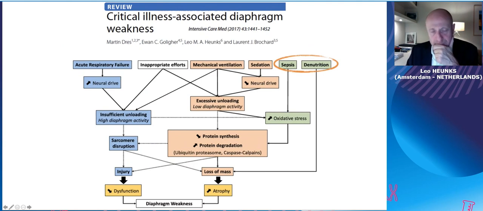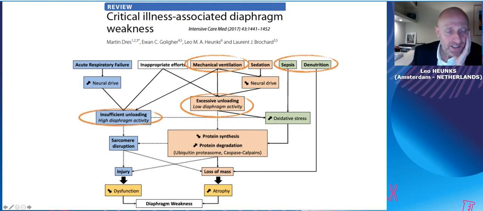But effort also has an impact on the diaphragm, so let's focus on this. During mechanical ventilation, high levels of inspiratory support may completely abolish activity of the diaphragm, which may result in disuse atrophy and weakness. But on the other hand, in a patient on an assisted mode, insufficient unloading of the diaphragm may result in load-induced injury and diaphragm weakness as well.